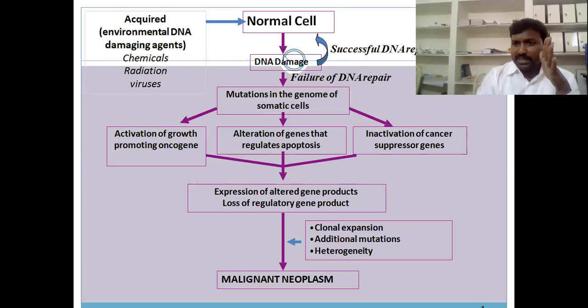DNA damage takes place. If your cell is activated properly, the DNA repair takes place and it gets back to normal. If successful DNA repair takes place, it gets back to normal. If there is failure of DNA repair, there is mutation in the genome of somatic cells. Remember, somatic cells. So when mutation takes place, there is activation of growth promoting oncogene.